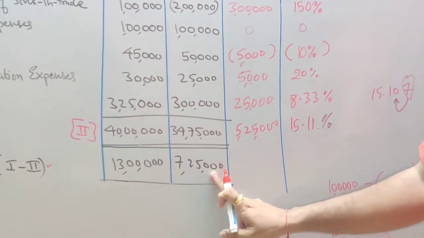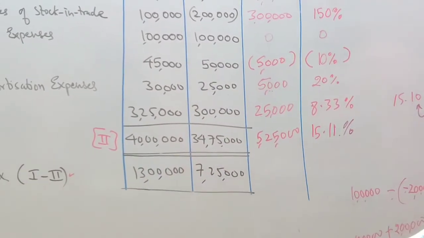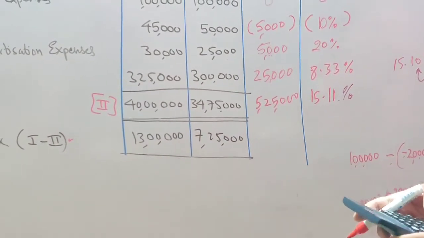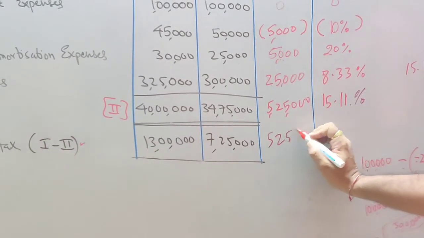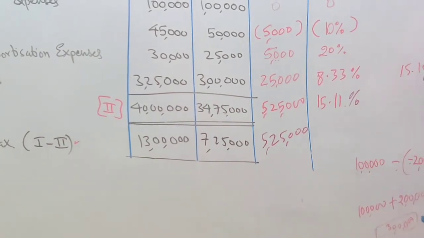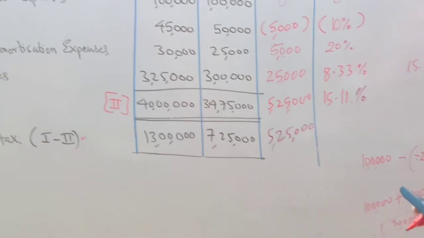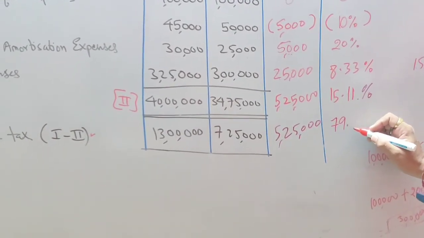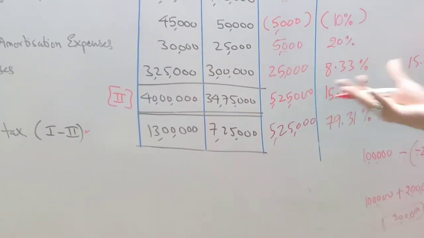The last item, profit. Your profit for the previous year was 7 lakh 25,000. This year your profit increased to 13 lakh. So what will be the difference amount? Minus 7 lakh 25,000, 5 lakh 25,000. Your profit got increased by 5 lakh 25,000. Divide by 7 lakh 25,000. So in percentage it increased by 79.31%.